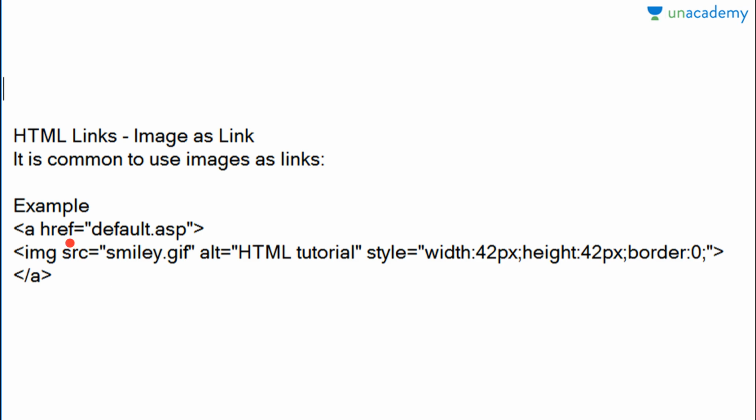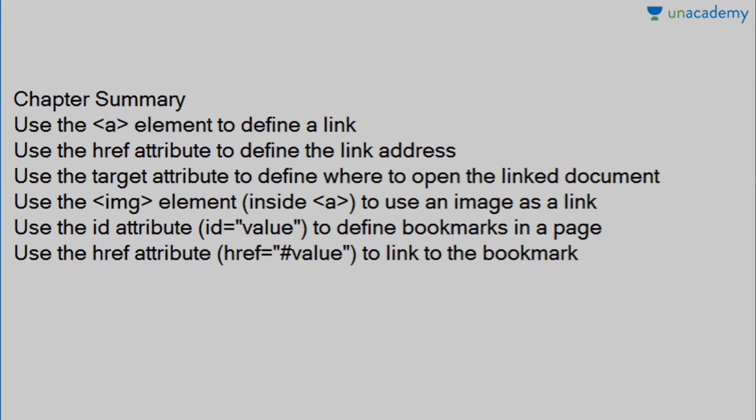So here it is, a href equals to default.asp, then image source src equals to smiley.gif, alt value equals to html tutorial, style equals to, these are we are providing the attributes to our image. Style equals to width 42px, height 42px, border 0. So these are the attributes we have provided to our image, and this is the image we have set. Then we close the link tag. Closing the link tag makes the image a link. Now when you click over the image, you will be moved toward the new link.